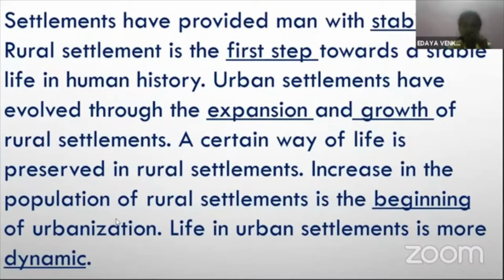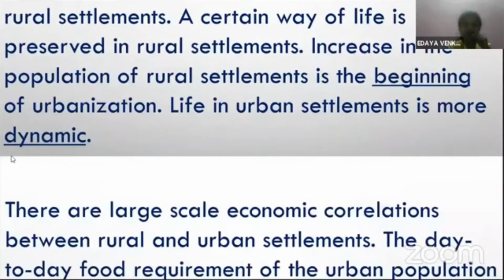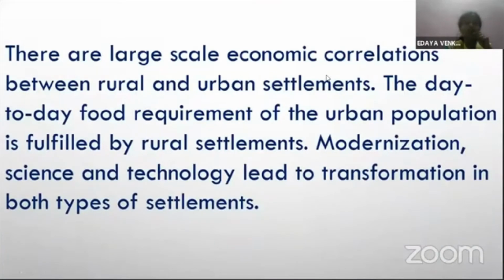Next, there is a large-scale economic correlation between rural and urban settlement. Correlation means we are correlated. We can't live without each other's help. We are interdependent: urban settlements are dependent on rural, and rural are dependent on urban. So there is a correlation between these two settlements.